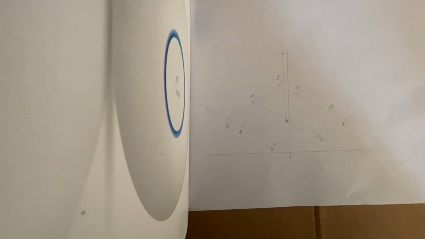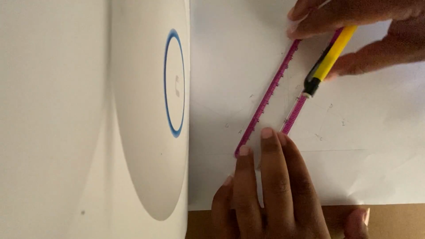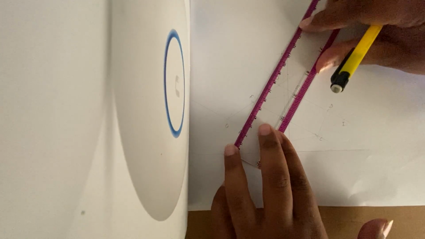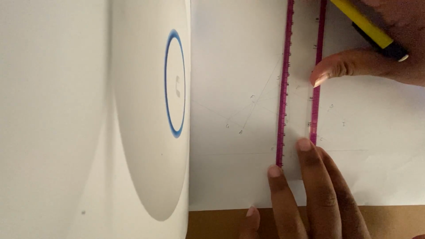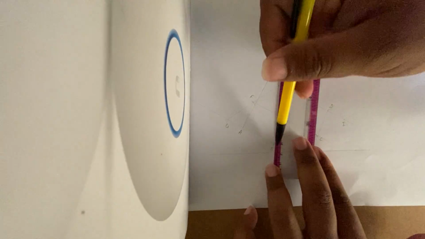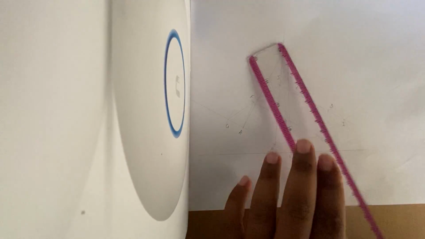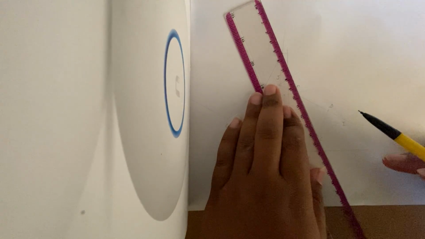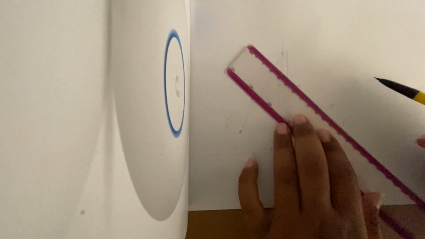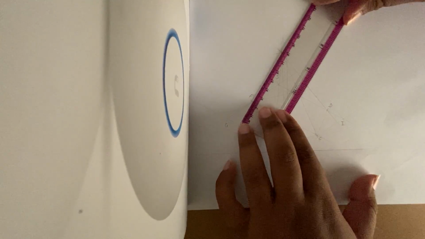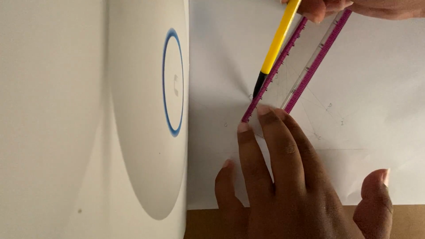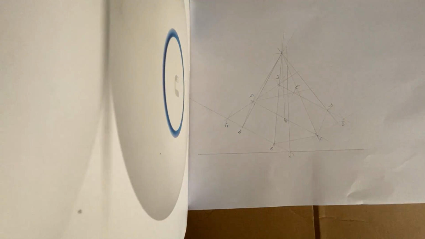And then all I need to do is join the points of the hexagon to the apex. And that there is your pyramid.